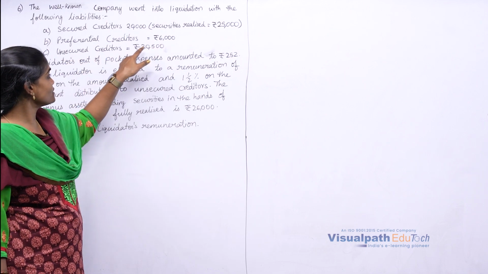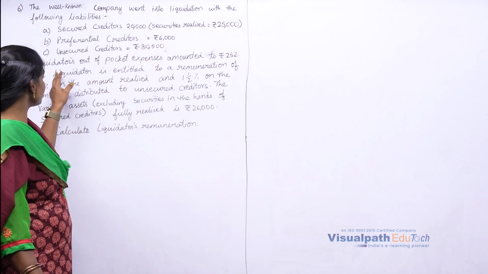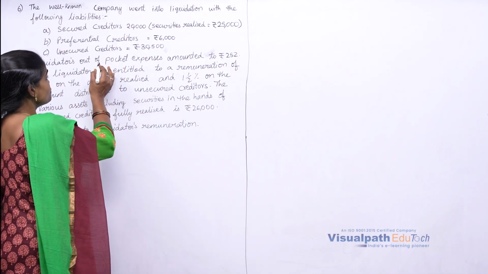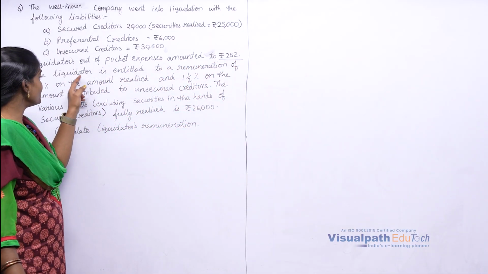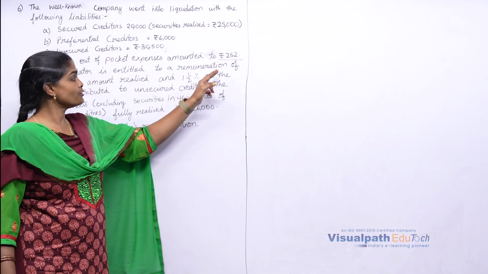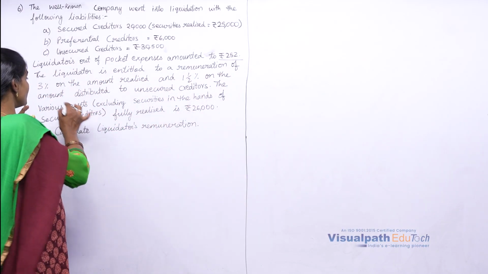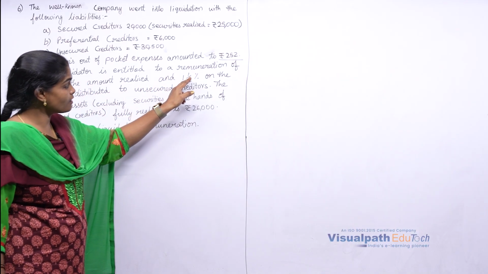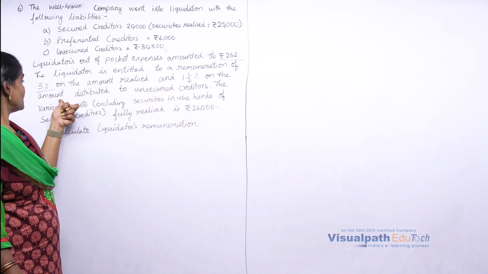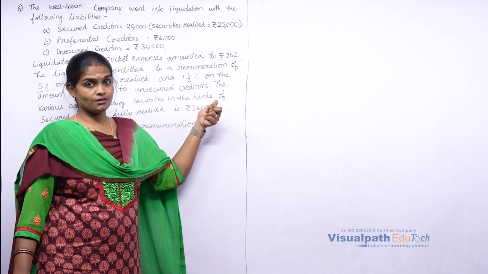Next, unsecured creditors are 30,500. Next, the liquidator's out of pocket expenses are 252. The liquidator is entitled to a remuneration of 3% on amount realized and 1.5% on the amount distributed to unsecured creditors.